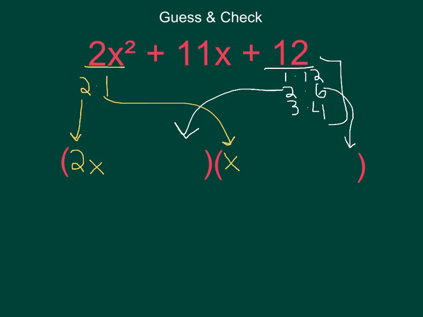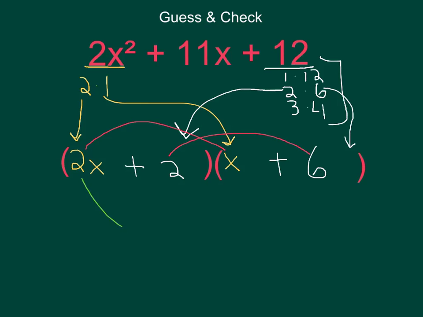So let's make our first guess with a plus 2 and a plus 6. So here's a guess, and then to check it, think about FOIL. We've already guaranteed that the first matches up, because 2x times x is 2x squared. And we've also already guaranteed that the last matches up, because those are factors of 12. 2 times 6 is 12. So that's guaranteed. The only thing you have to check is the outside and the inside.